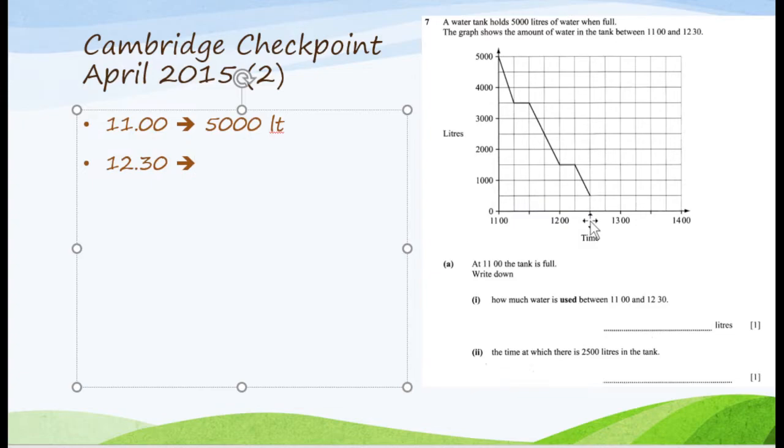Where's the dot above the 12:30? This one. To draw the horizontal line and you see that, this is the liters we have at 12:30. Now this one is between 1,000 and 0. So the number between 1,000 and 0 is what? 500, yeah? So this one will be 500 liters.